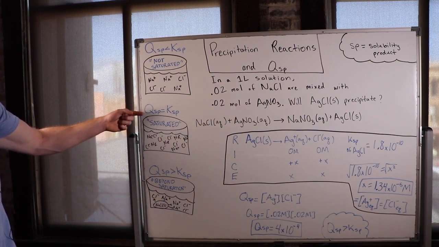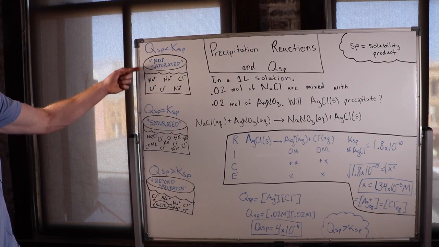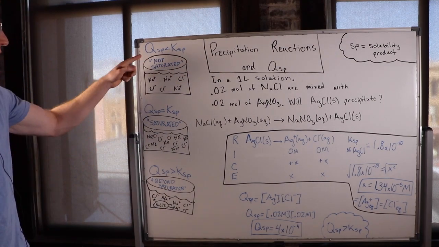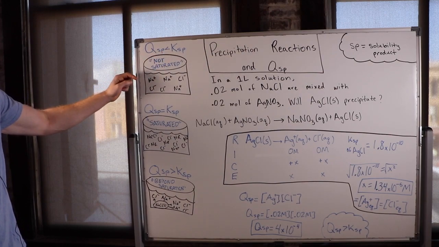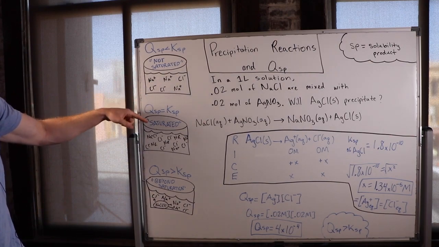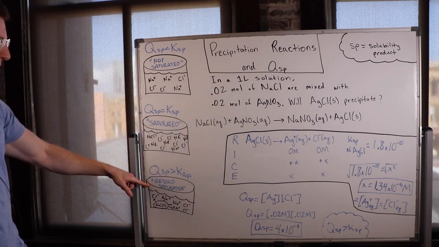And you can imagine before we reached Ksp, we would not yet be saturated. Qsp would be less than Ksp. The state of the reaction would be less than saturation. And we would be able to add comfortably more NaCl molecules into the solution before we would worry about getting close to saturation and then finally precipitation.